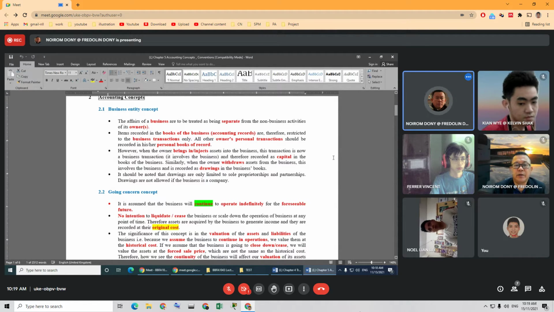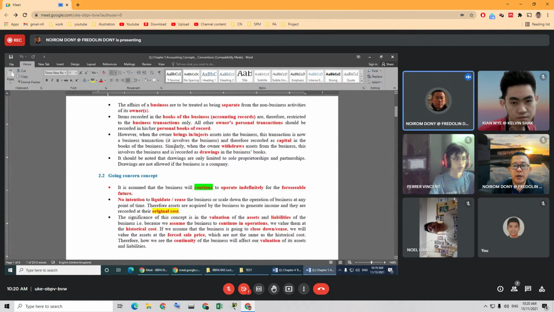Now, whenever the owner brings in or injects an asset into the business, it could be in cash form, it could be an asset form, isn't it? So we record in the capital account, and that is credit. And then what is the debit? If it's in cash, then it should be debited in cash. If it's in cheque, it should be debited in cheque. If it's a motor vehicle, then put into motor vehicles. Office equipment, then put into office equipment. So that is how we record.